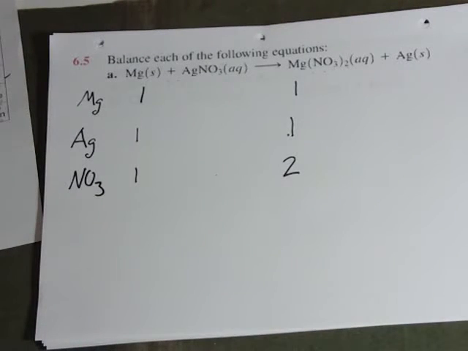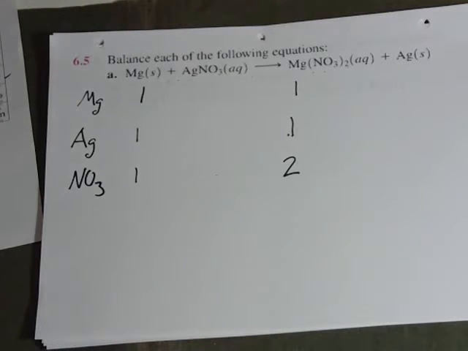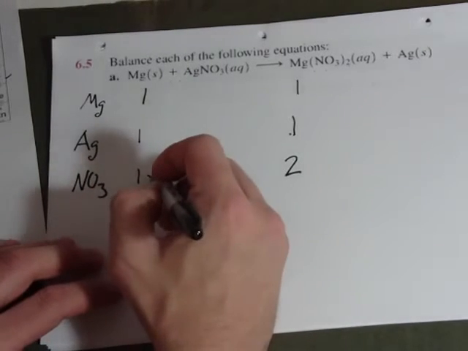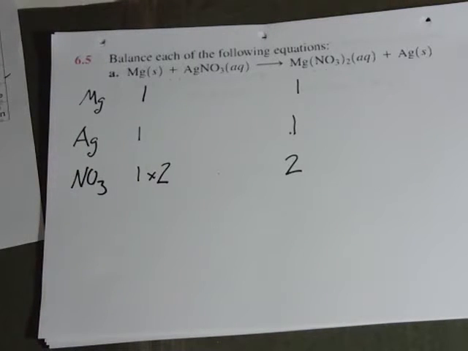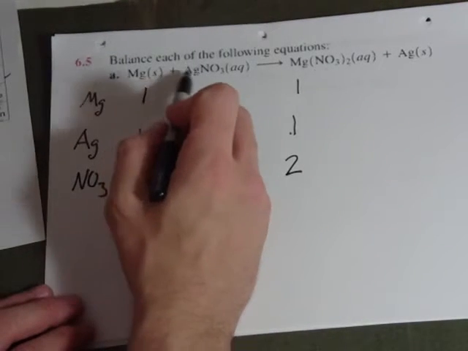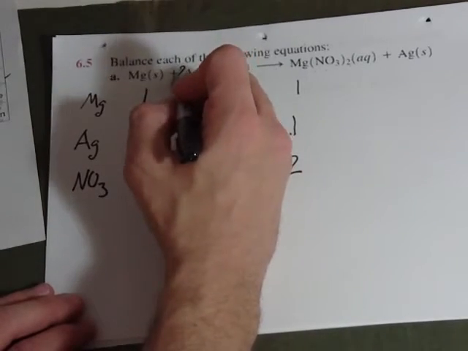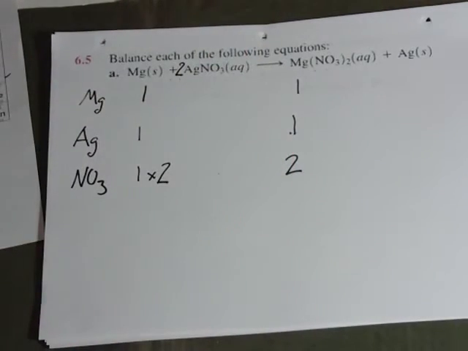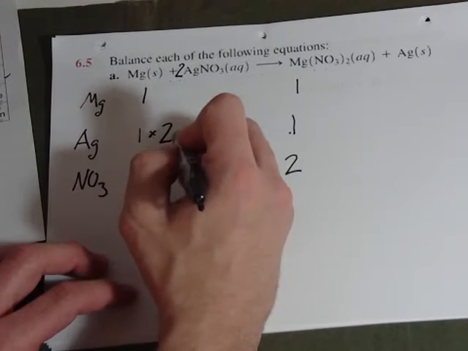Right off the bat, we see a discrepancy, an inequality within the nitrates. So we'll have to multiply the nitrates by 2. To do that, we have to multiply the whole compound that contains the nitrate, so we'll put a 2 in front of the silver nitrate. That coefficient of 2 is distributed not just to the nitrate, but also to the silver, so the silver is going to be multiplied by 2.